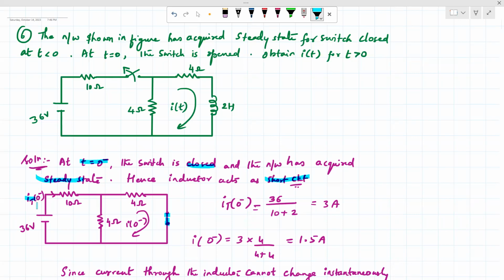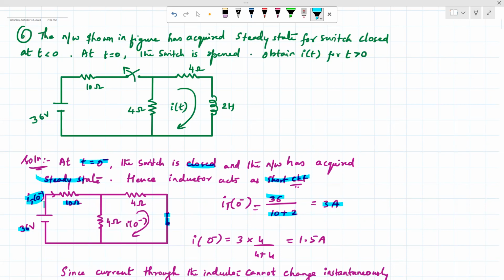So how to calculate iT of 0 minus? This is two resistances in parallel, 4 into 4 divided by 4 plus 4, plus 10 ohms. So that will give us total 12 ohms resistance. So voltage divided by 12 ohms resistance will give me 3 amps as the total current of the circuit, which is iT of 0 minus.